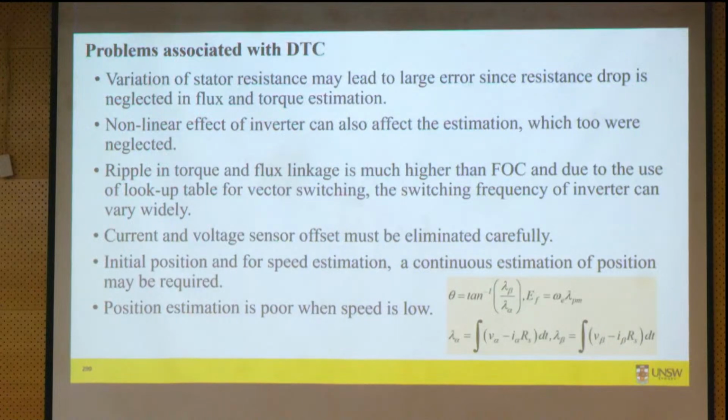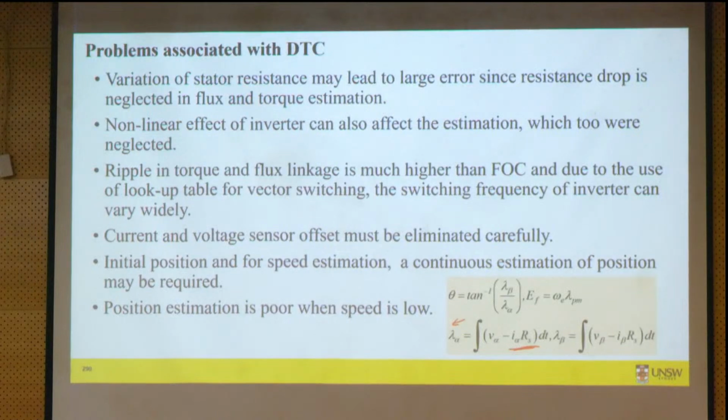The other problem is, if you remember, in the flux linkage estimation, we need this drop I times R. This resistance value may not remain constant. It can change with temperature, as we know. So accurate estimation of resistance may be required. If we do not do that, we will not be getting correct flux linkages.